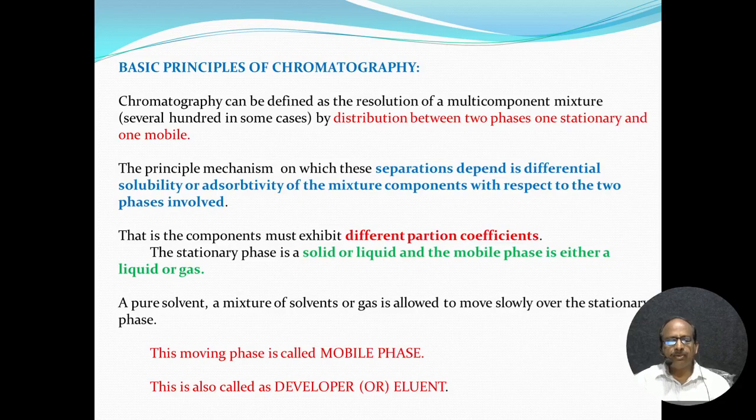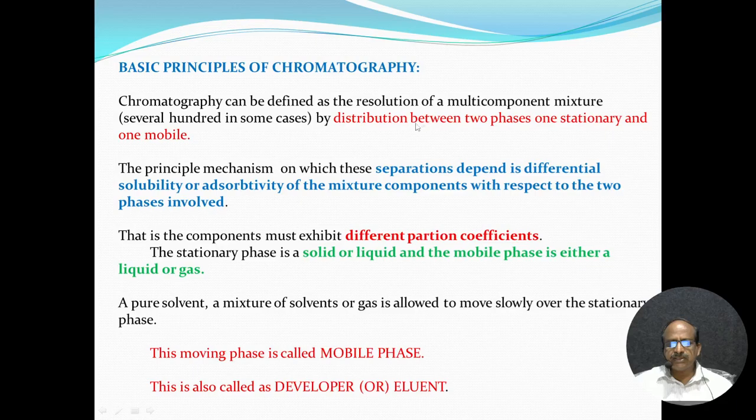The basic principle of chromatography can be defined as the resolution of a multi-component mixture. A multi-component mixture means your mixture contains so many compounds, so many solutes, some x to z or 1 to 10, whatever it may be. They are completely resolved, completely separated, in several hundred cases. Distribution between the two phases: one is called the stationary phase, and another one is the mobile phase.